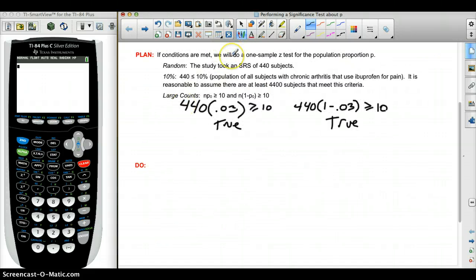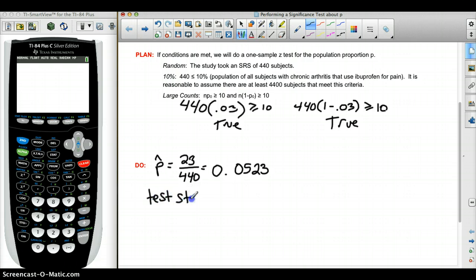So we're going to start by doing the do. When you're doing the do part, you have to first identify what your p-hat is. So remember, your p-hat is going to be your successes, or 23, over your sample size, which is going to simplify to about 0.0523.